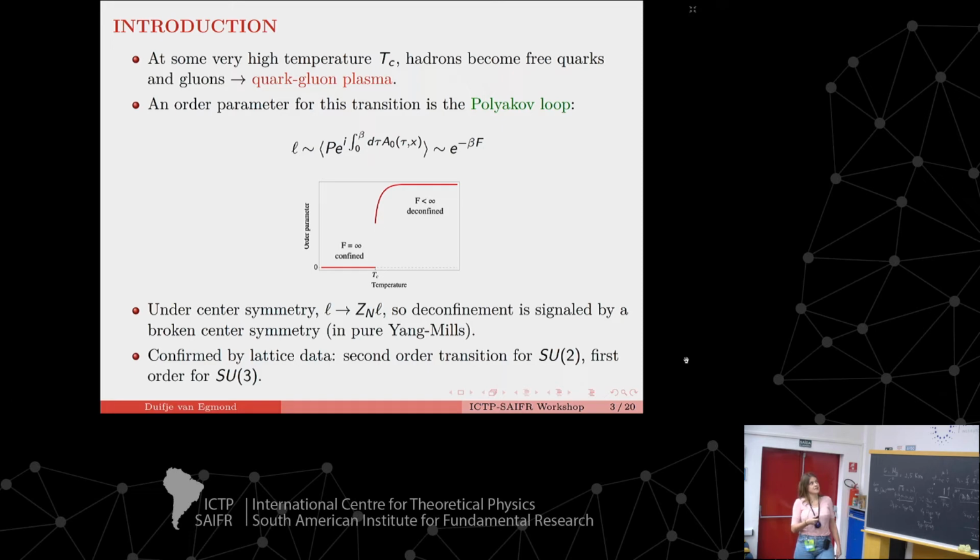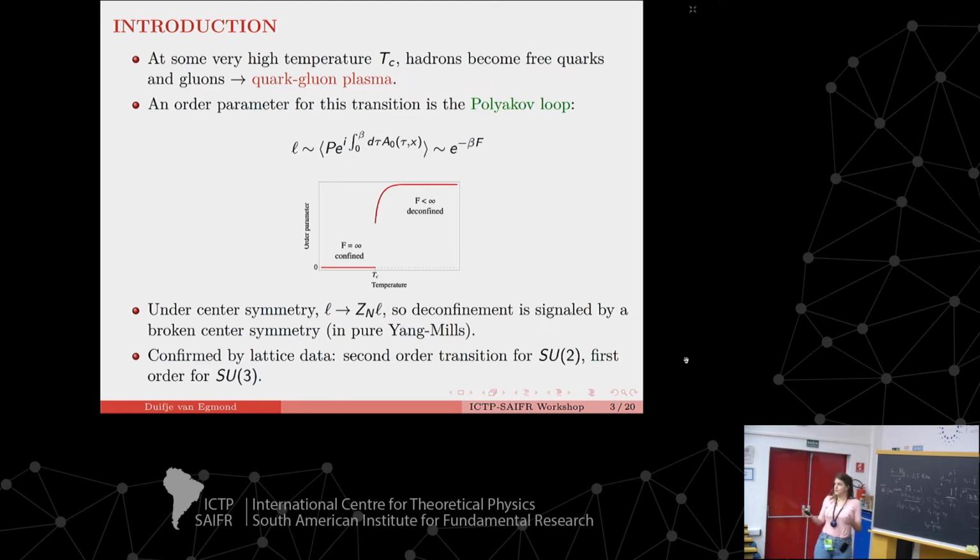Now, a relevant order parameter for this transition is the Polyakov loop, which is basically a Wilson line around the temporal part of the gauge field. And as was explained in a nice presentation this morning, we work with Matsubara sums to have this temporal part represent the temperature. And the reason the Polyakov loop is an order parameter is because it's proportional to the exponential of minus beta F, where beta is the inverse temperature and F is the free quark energy.